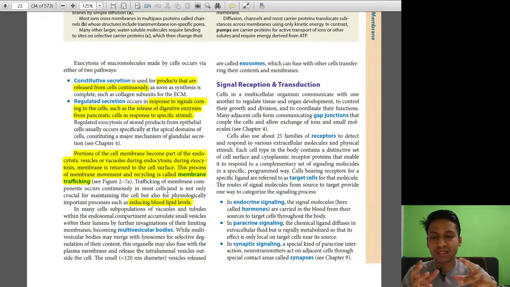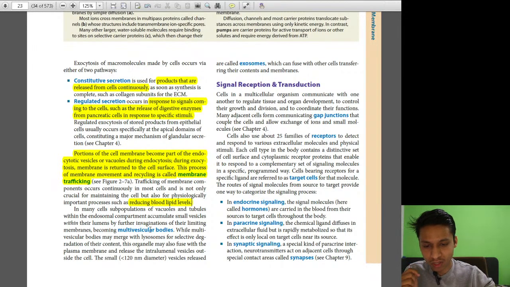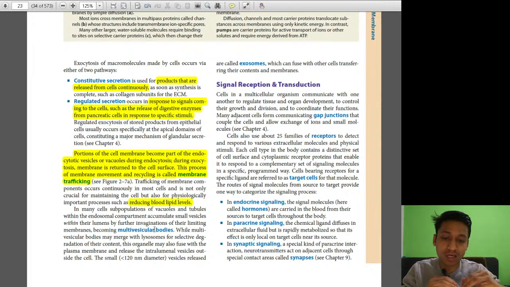In many cells, subpopulations of vacuoles and tubules within the endosomal compartment accumulate small vesicles within their lumen by further invagination of their limiting membranes, becoming multivesicular bodies. We need to focus a bit here on what multivesicular bodies are. While multivesicular bodies may merge with lysosomes for selective degradation of their content, so now we know that there is a subpopulation of vacuoles and tubules in the endosomal compartment.